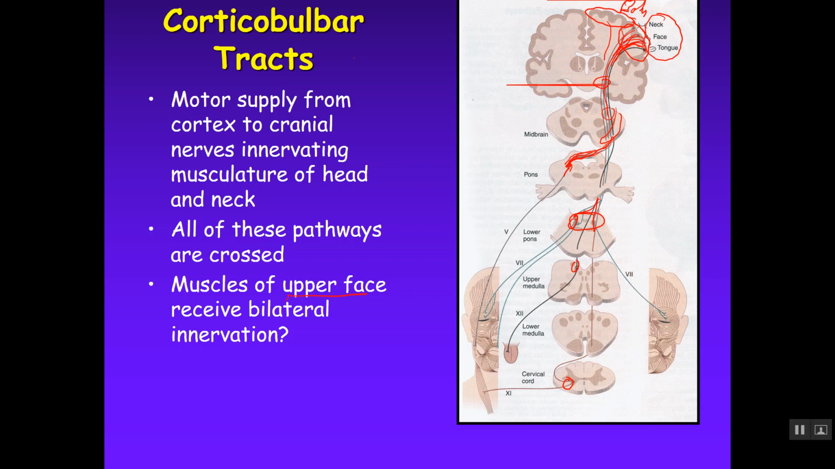Don't need to know that now, but when we get to the cranial nerves and clinical things, you'll see the reason why when somebody has a stroke, the upper face oftentimes doesn't seem to be paralyzed. The lower face is more paralyzed than the upper face because you get bilateral connections from both sides of the brain, so it can make up for it.